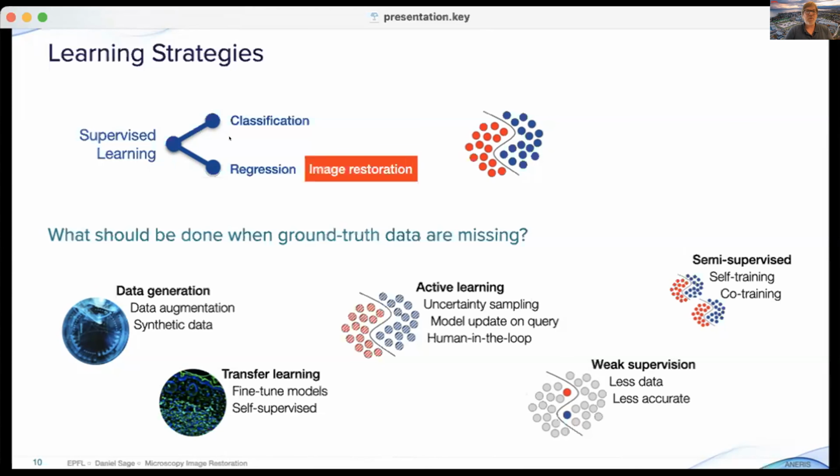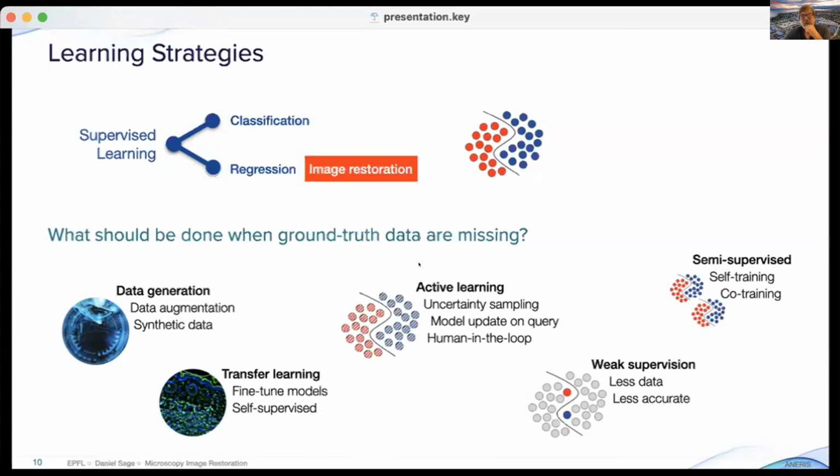So when we have a supervised system, obviously the question that we have to deal with is the data, and certainly the ground truth data, because we pair raw data with ground truth data. So what should be done when the ground truth data are missing? That's the main question that we have to face. We can obviously try to make simulation, data generation, data augmentation, produce some synthetic data on the computer itself, or we can use transfer learning. That means we use an already pre-trained model and only fine-tune it with our data, or use self-supervised techniques.